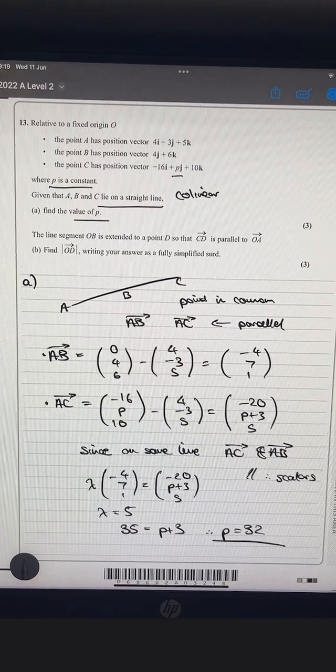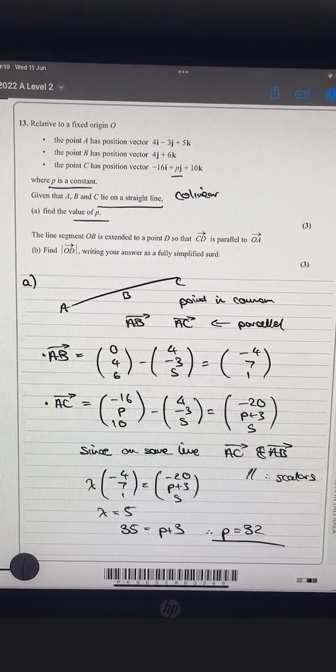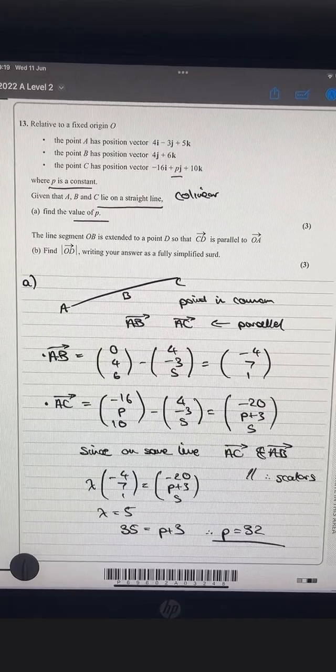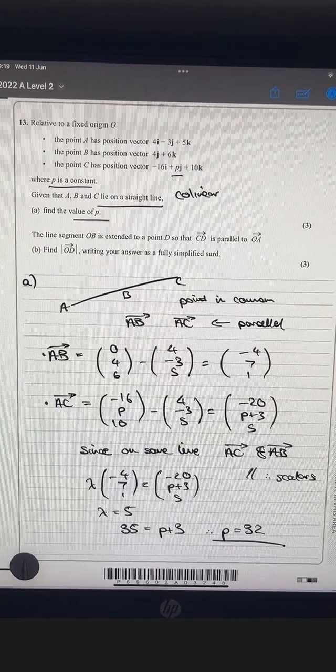Those are weird. I always hated vectors because of further maths. That one you just had to do cos of the angle in the direction divided by, I think, the modulus of that direction. It's a weird formula.